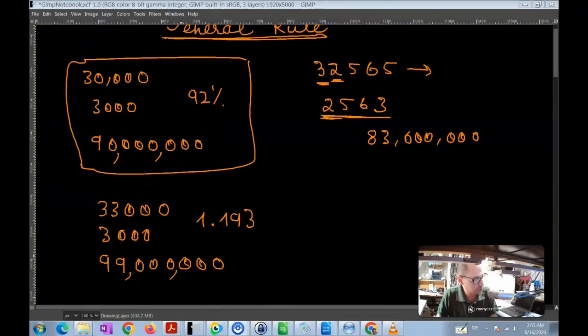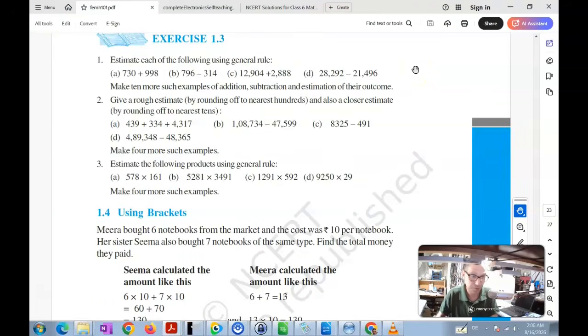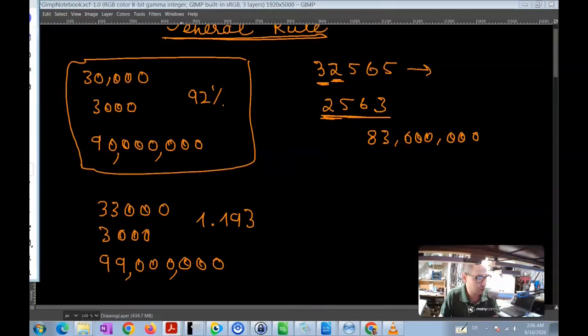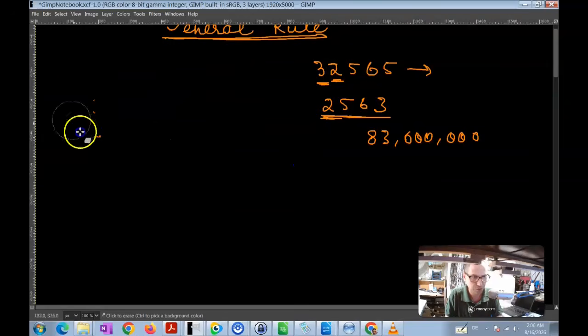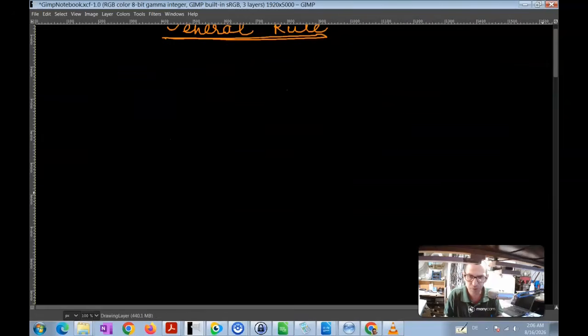Okay. So the question that we have here is: estimate each of the following using the general rule. The general rule, as we talked about in the previous videos, was that suppose you want to add or multiply a couple of numbers together. For example, you have 32,565, and then you multiply it by, for example, 2,563.